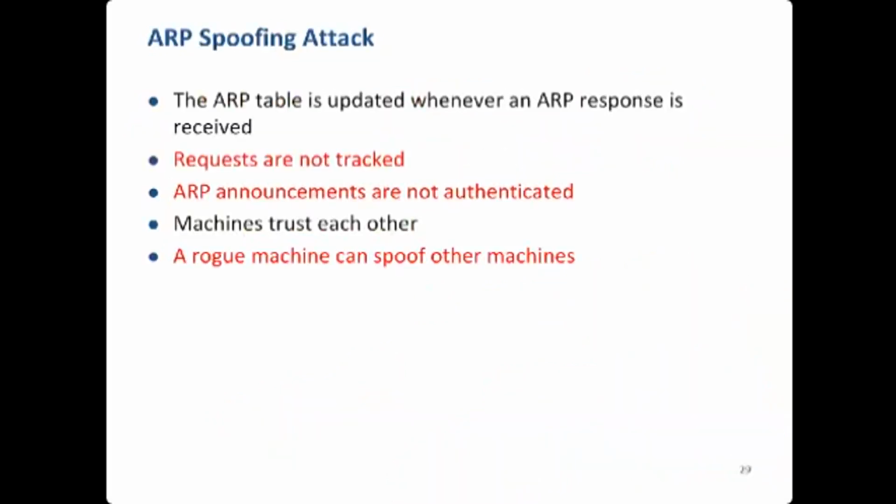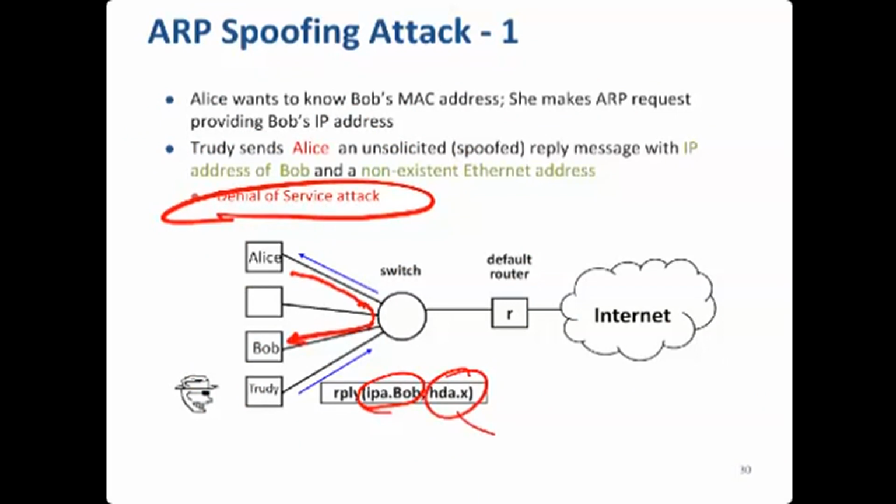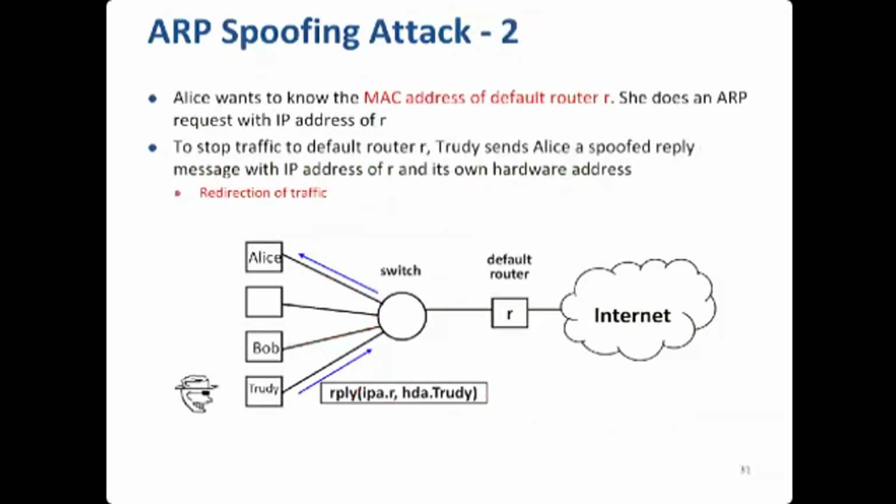So let's look at the first one, which is the denial of service attack, which we have already discussed. Alice makes an ARP request for Bob. Alice wants to communicate with Bob, and Bob will respond, of course, later, but Trudy in between responds back with the IP address of Bob and the hardware address of some non-existent Ethernet. So this causes denial of service.